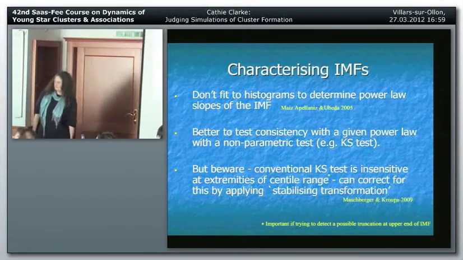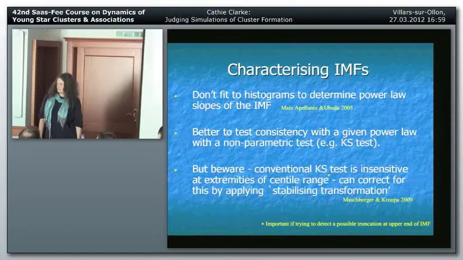Well, what you should do is, the IMF is a probability distribution, and you fit it as a probability distribution, using something like a maximum likelihood method. That doesn't use binning at all, actually. So you use all the data, instead of having 100 data points which you've reduced to 5 and fit something to.